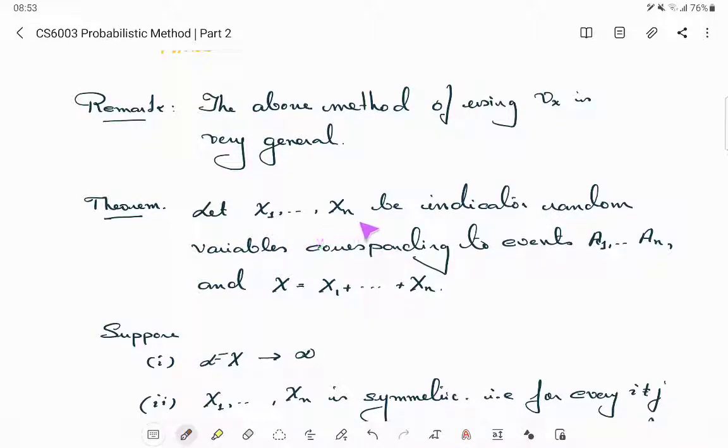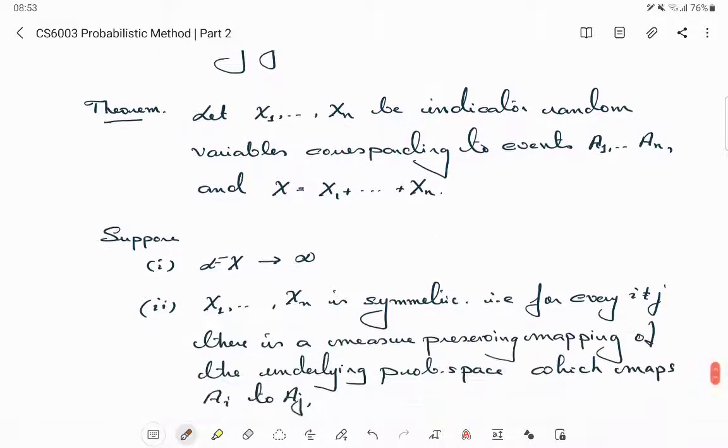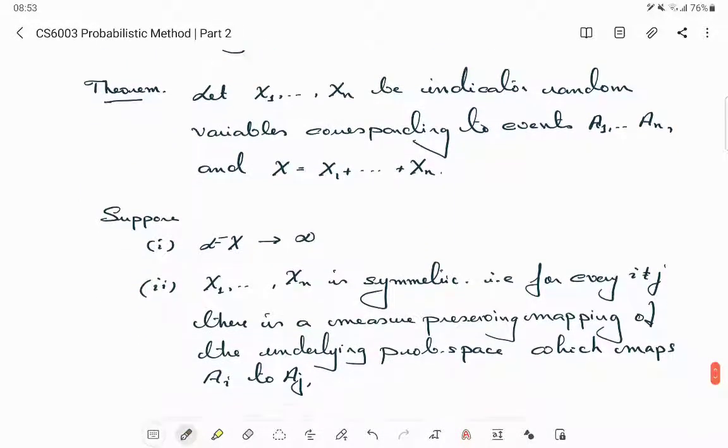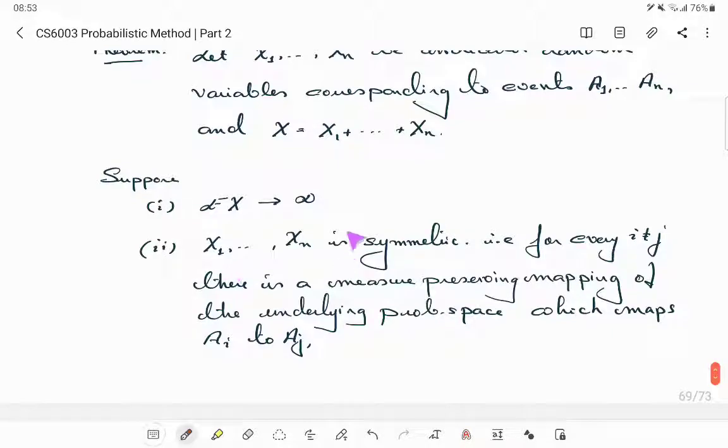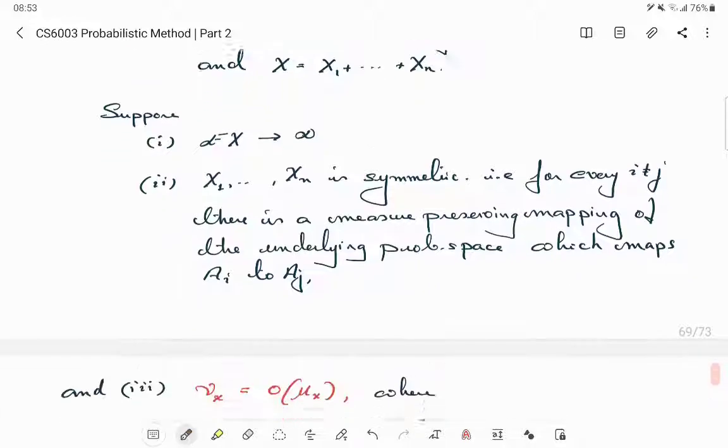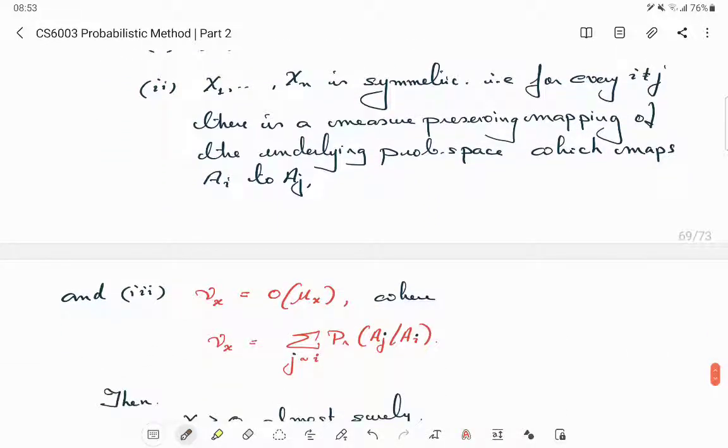So let X1 to Xn be indicator random variables corresponding to some events A1 to An, and let X be equal to X1 plus ... plus Xn. Suppose E[X] goes to infinity and there is symmetry among X1 to Xn. The symmetry we have already discussed in detail, which says any two different random variables can be mapped to each other by a measure preserving transformation of the domain.